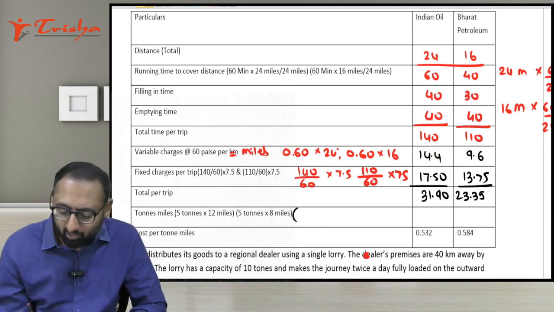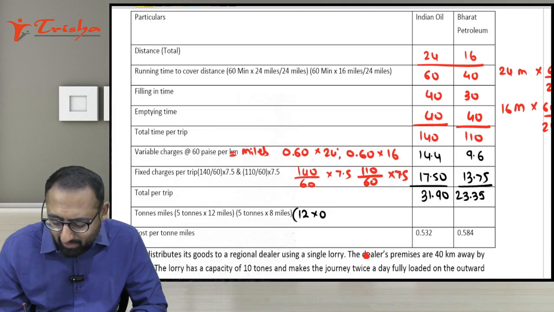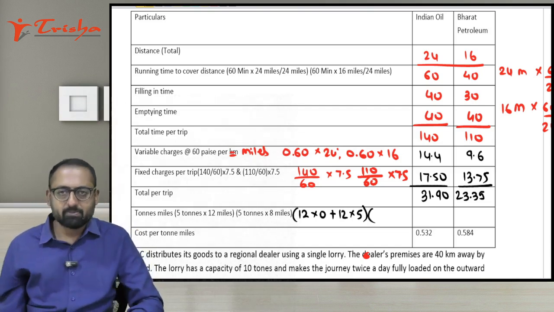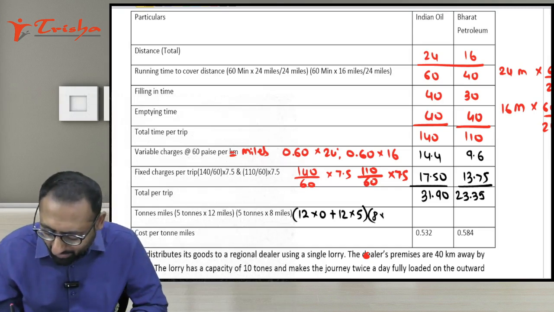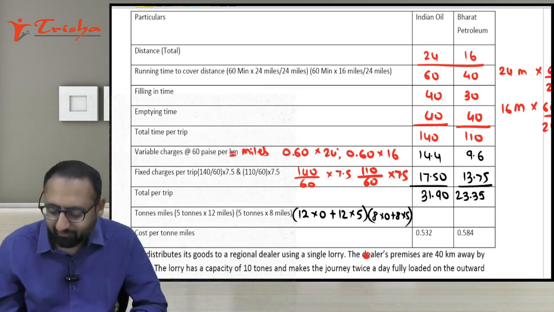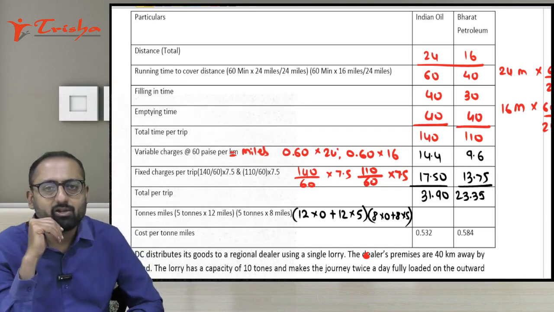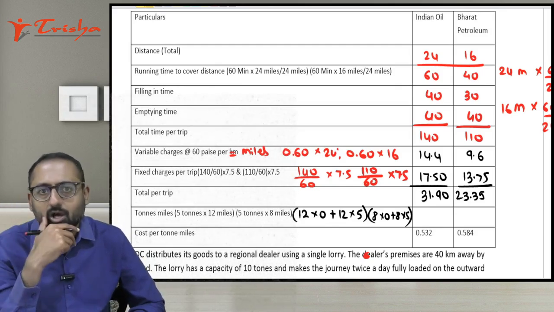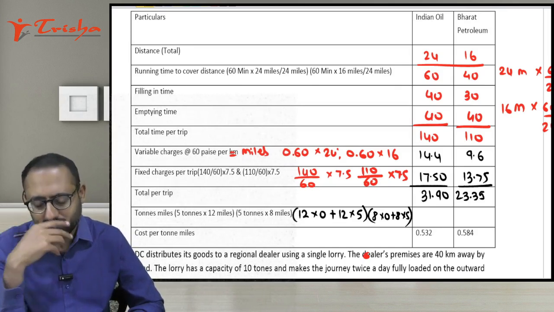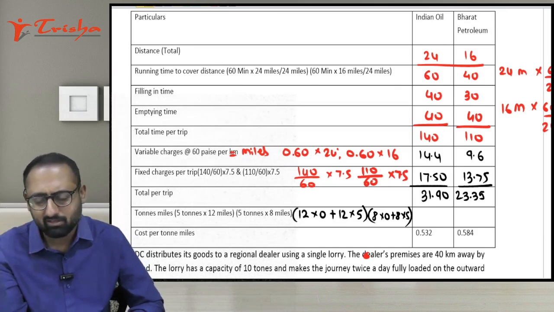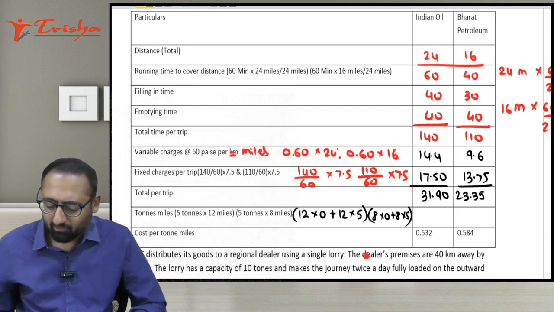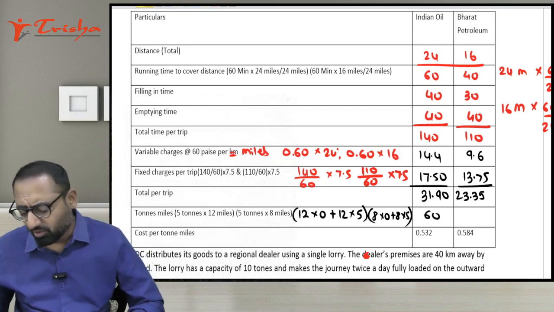Be careful, guys. From factory to Indian Oil, 12 multiplied by 0. From Indian Oil to factory, 12 miles multiplied by 5 tons of load. In the second part, that is Bharat Petroleum, 8 miles multiplied by 0 plus 8 miles multiplied by 5. From factory to Indian Oil or Bharat Petroleum, the lorry should be empty. Then it will be refilled at the depot, and then 5 tons load will be there. So 12 into 0, 0 plus 12 into 5, 60. And in the second column, it will be 40.